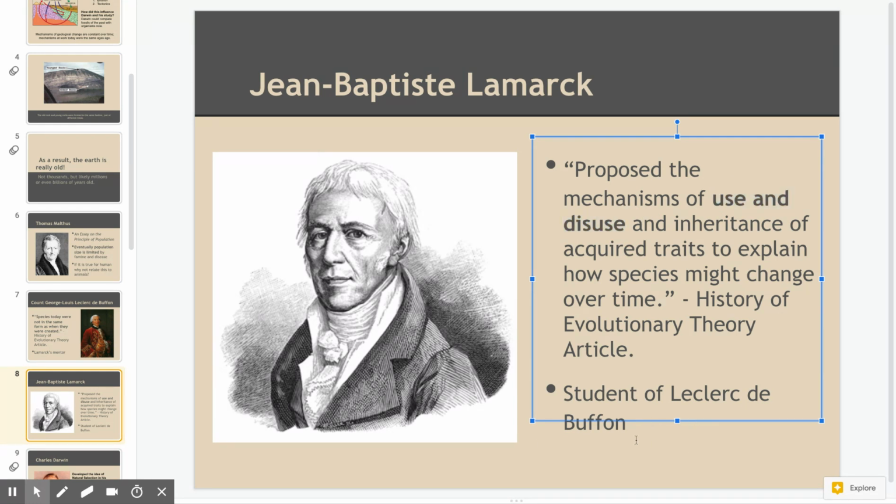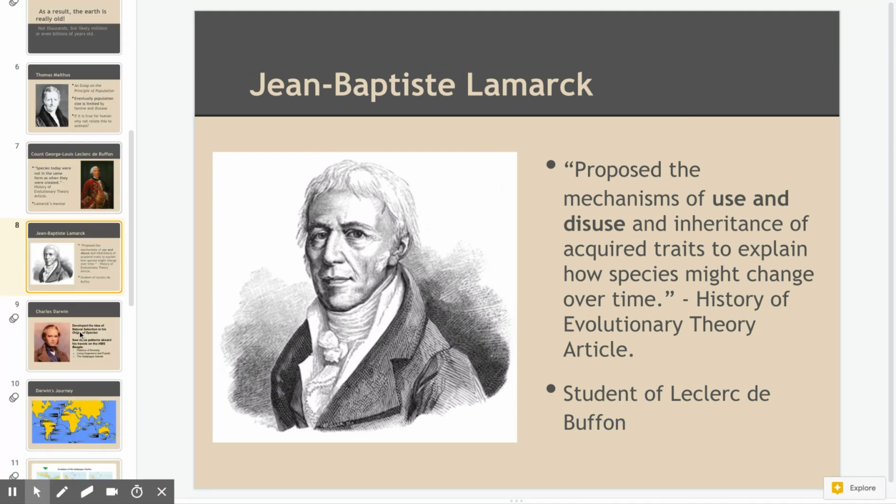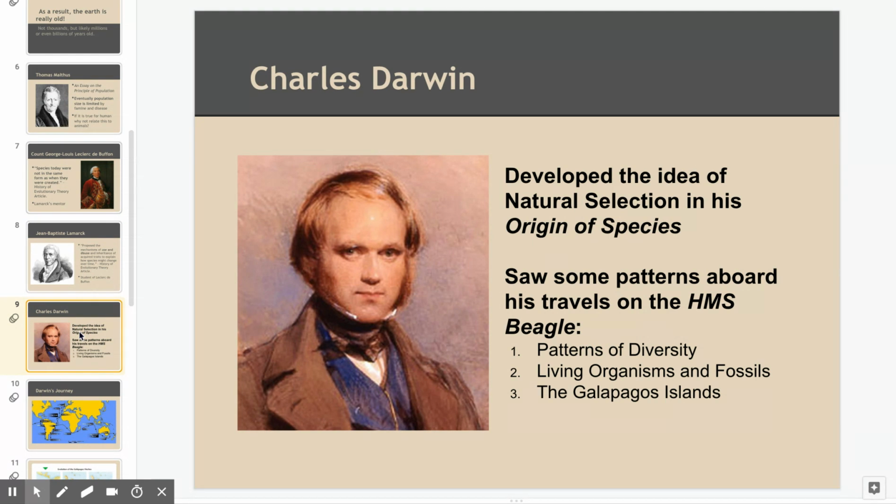Okay, and again, if you write nothing else in that box for him, it's this idea of use and disuse. And again, he studied with Le Comte de Buffon. So we're going to talk a little bit about what use and disuse means in a moment. But then we have Charles Darwin, okay, who was influenced by everything that we just talked about and more. And he developed his idea of natural selection and the origin of the species, okay? So evolution through natural selection.